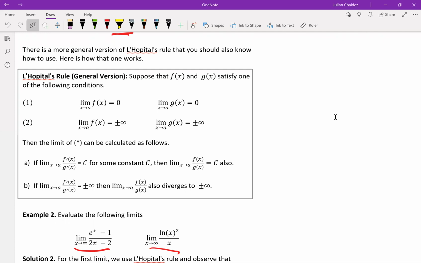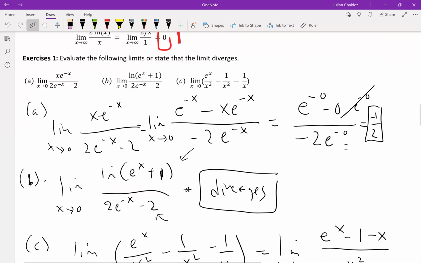Yeah, but if they're just numbers, like both the limits are 5, then the limit would just be 1. Okay, yeah, that makes sense. So it gets more subtle when they both go to infinity or 0. Okay, sounds good. Thank you. No problem.